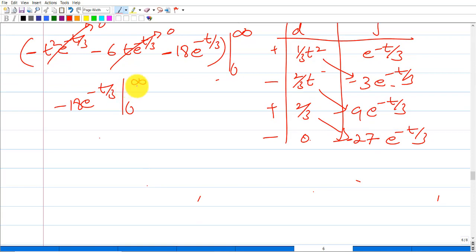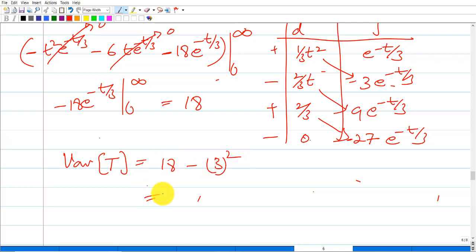So if you put infinity, it is 0, and for 0 it is plus 18. So that would be 18. So the variance of t would be then 18 minus the expected value of t squared. So that is 18 minus 9, which is 9. So that's the same as what we have seen with the direct relation that is defined in Theorem 4.8.